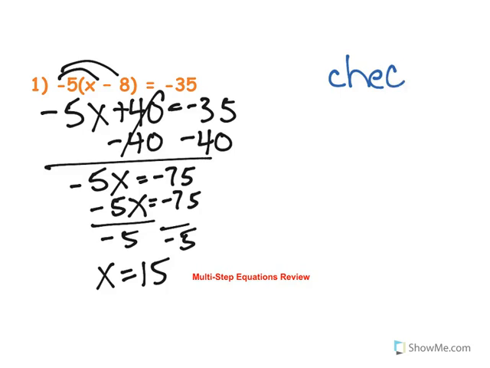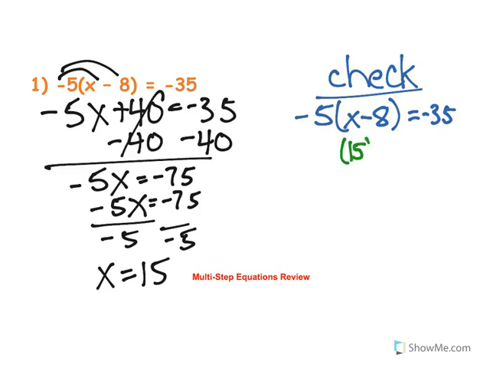So, of course, with our check, we know we're going to rewrite our original equation. We're going to substitute using parentheses. So I think x is equal to 15. So I've got -5 groups of 15 minus 8. And once again, when we're checking with the distributive property, we follow order of operations. Order of operations does not suggest we use the distributive property.